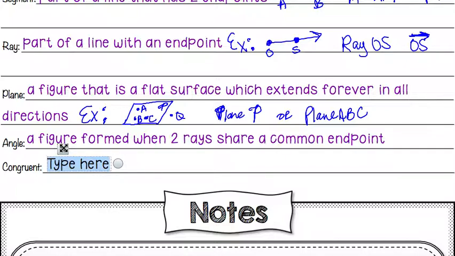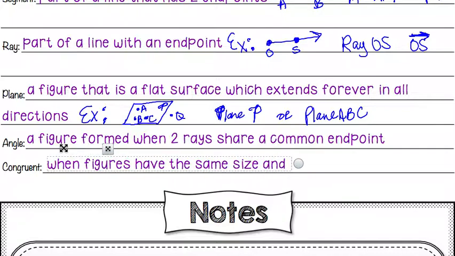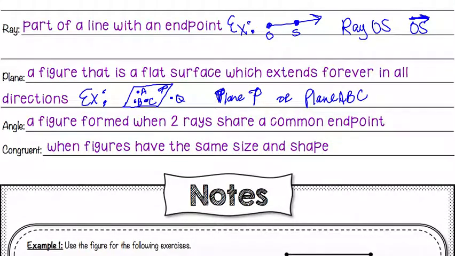Congruent is a very, very, very important term. This is when figures have the same size and shape. And there's a symbol for that, and it's very important. I will draw that. Here's the symbol. Okay? It's an equal sign with a squiggle on top like that. And congruent means you've got the same exact shape. It means they are exactly the same.